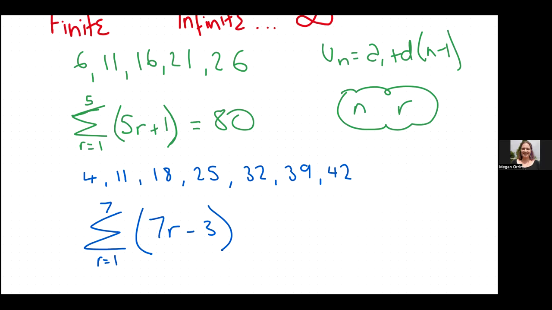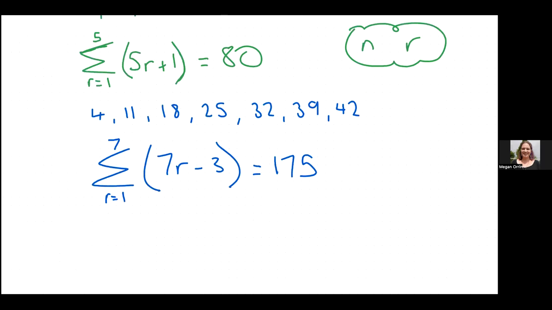All right. Did anyone actually work it out? I mean, it doesn't matter if you did. It's 175, but this is the notation, right? We're interested in this notation, sigma notation. Now, you use the exact same type of notation if you're doing an infinite series.